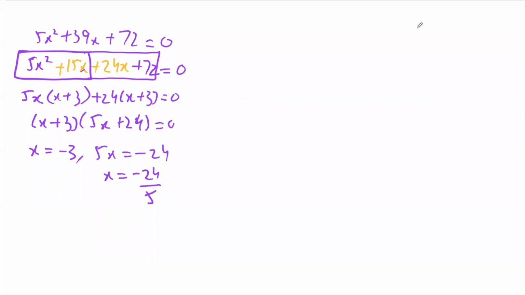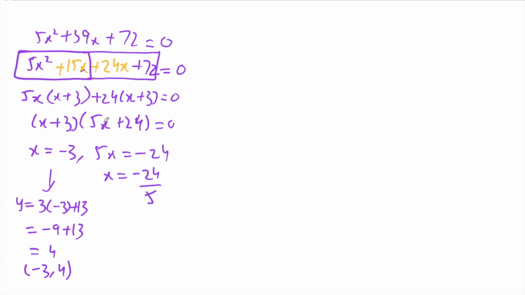Now, the two x values that we got, we're going to use them in our equation y equals 3x plus 13. So this gives us y equals 3 times negative 3 plus 13, and that is negative 9 plus 13, which is 4. So x equals negative 3 and y equals 4 is one pair. That's one of the solutions.